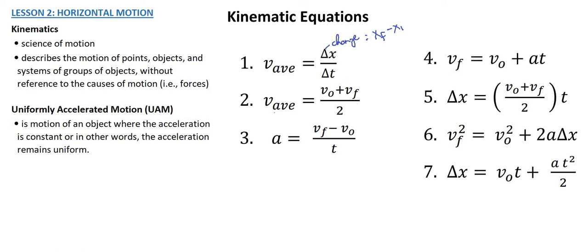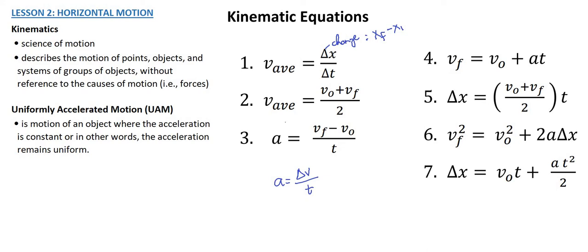And another formula for the average velocity is the average of the initial velocity plus the final velocity all over 2. And then we have also the formula for the acceleration, which is equal to the change in velocity over time. Okay, the rate of change in velocity. Okay, so we have here the derived equations from these 3.